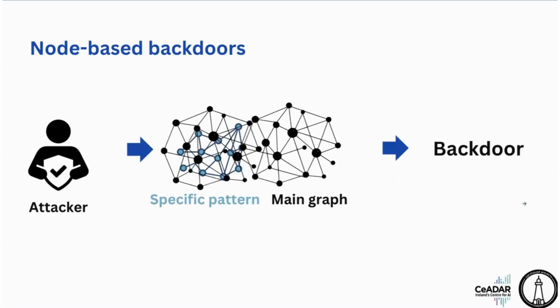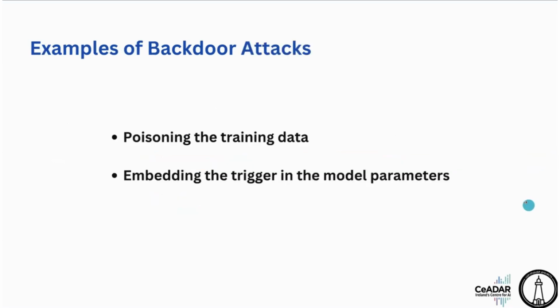Node based backdoor attack is also there. Here, specific patterns are included within the node and edge features, which combine directly with the main graph. The attacker designs it in a way that there is no difference between what is the main graph and what is subgraph level information. All the graph level information looks very similar, and there is no different way of understanding it. That's how it is targeted for an attack.